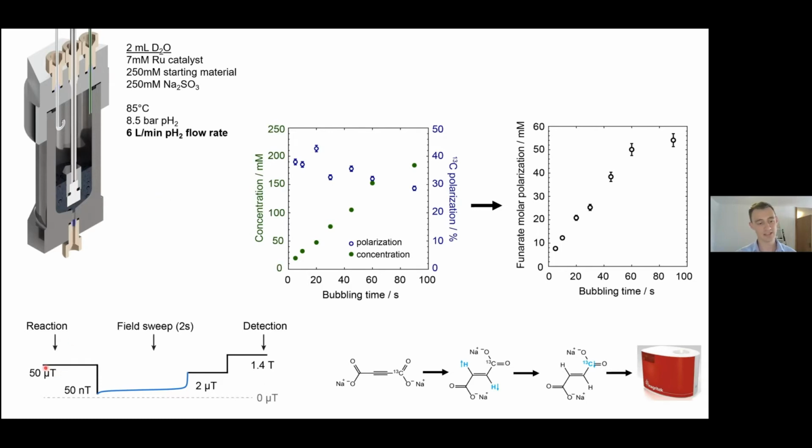Okay, and then here is a little sequence. So we have our reaction, which is performed in Earth's field, and then we eject the sample from the reactor to perform the field sweep. We use a constant adiabaticity field sweep profile. So the field ramp is very slow at the position of the level anti-crossing, and it can be more rapid when you're away from the level anti-crossing. And then we carry the sample across the lab and inject it into a benchtop NMR spectrometer for carbon-13 signal detection. So we can repeat the experiment a few times and we vary the bubbling duration.